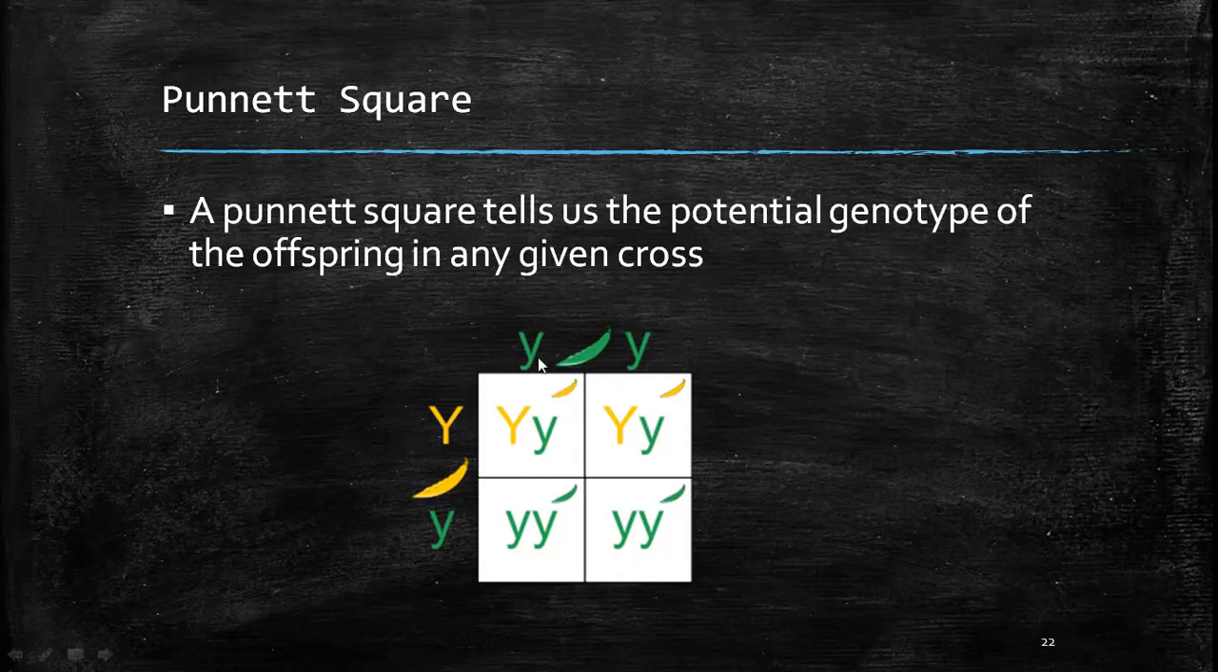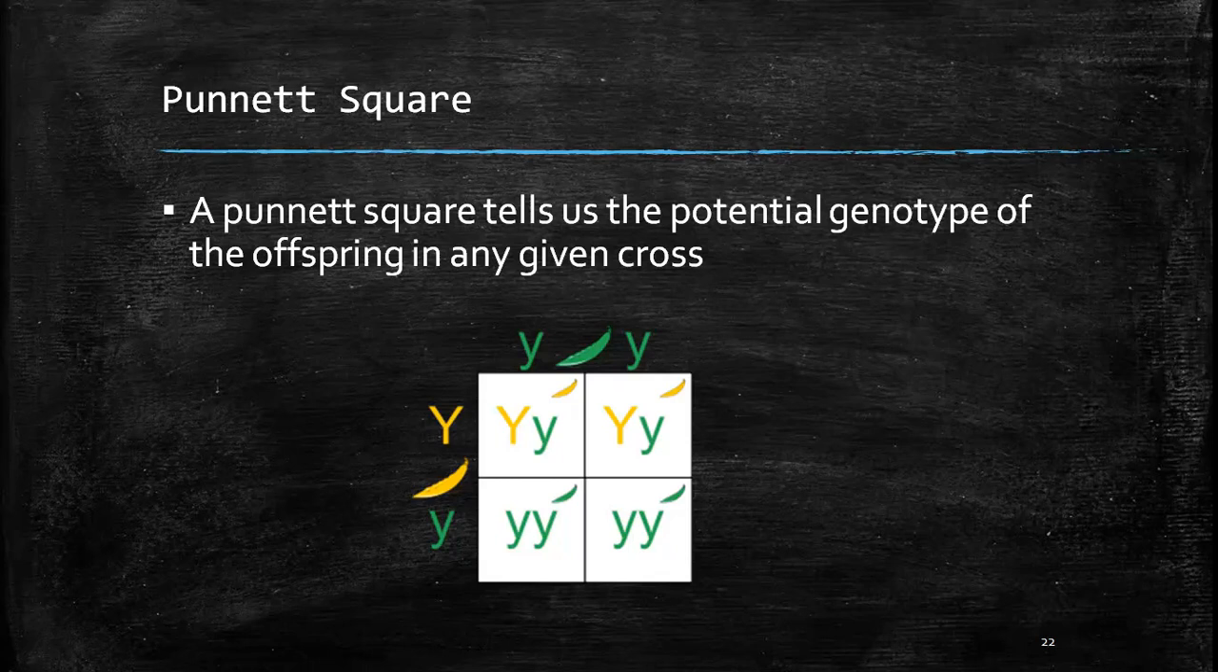Cell in first row and first column gets the value upper Y and lower y. Cell in first row and second column gets the value upper Y and lower y. Cell in second row and first column gets two lower ys. Cell in second row and second column gets two lower ys. Now based on the genotypes of the offsprings, we can determine their phenotype. For this example, we see that one half of the offsprings will have green leaf color, and the other half will have a yellow leaf color.